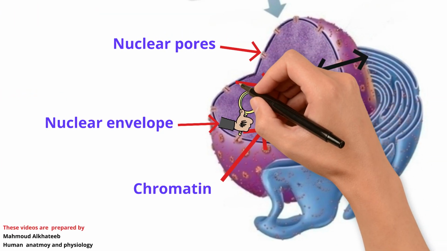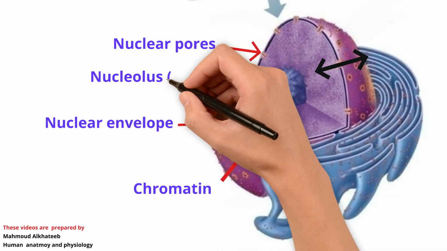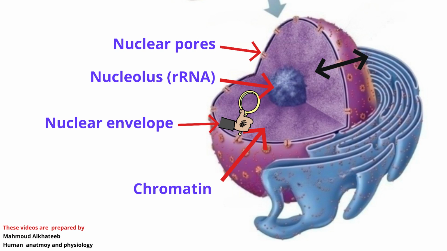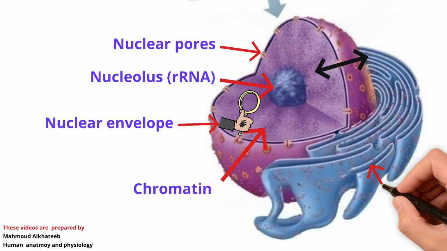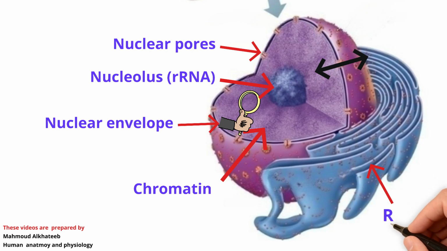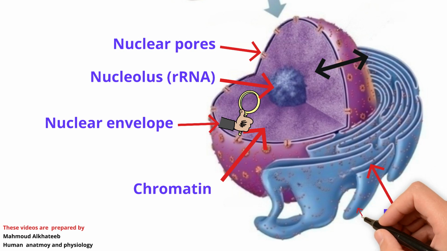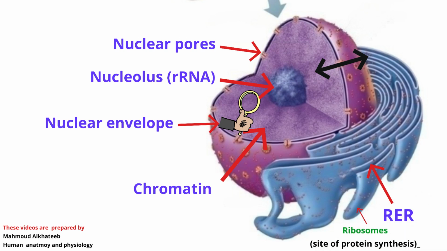At the heart of the nucleus lies the nucleolus. The nucleolus has a dense structure and contains DNA that is responsible for synthesizing ribosomal RNA and assembling ribosomal subunits. However, as we can see in this image, the outer nuclear membrane is continuous with the rough endoplasmic reticulum, which contains the ribosomes needed for the translation process or protein synthesis.